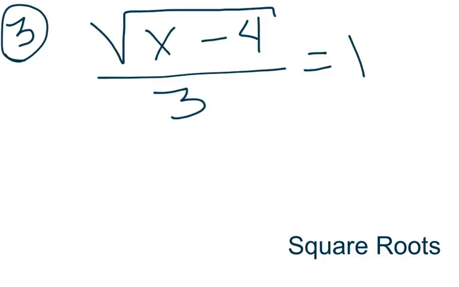All right, we've got question number 3, and it looks like this. We have the square root of x minus 4. Notice how that's all beneath our square root, okay? Divided by 3 equals 1. Sometimes instead of saying the word square root, they'll just say the word root. And so this would also be stated as root x minus 4 over 3. So that's another way you could state it. Honestly, it doesn't matter which way you choose.